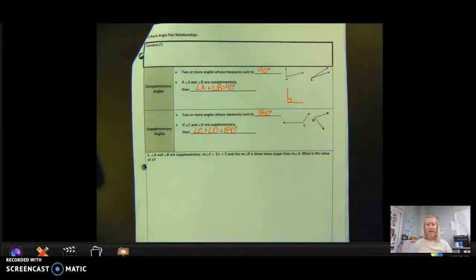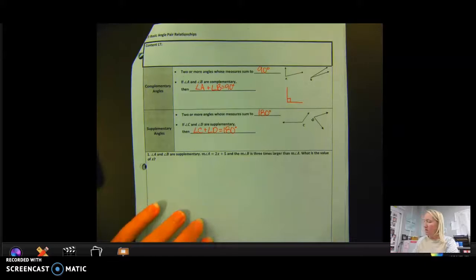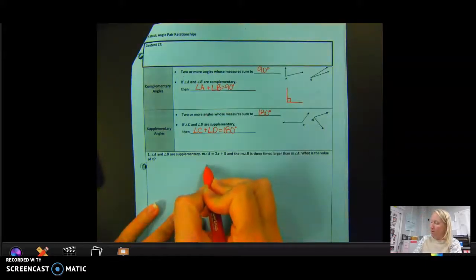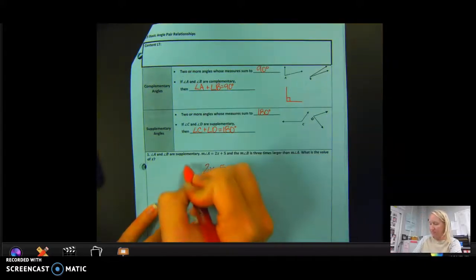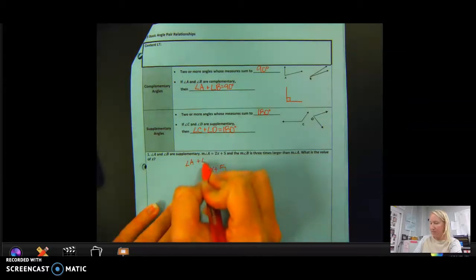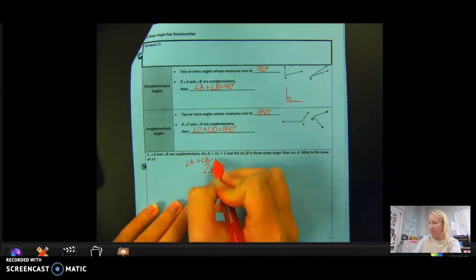Number one, angle A and angle B are supplementary. The measure of angle A is 2x plus 5, and the measure of angle B is 3 times larger than A. What is the value of x? So, we know angle A is 2x plus 5, and we know angle A plus angle B are supplementary.